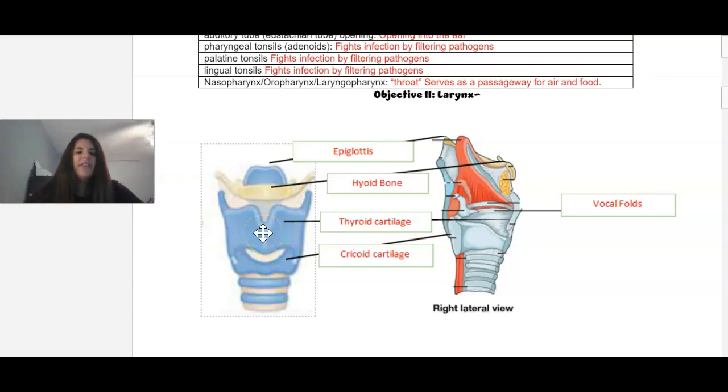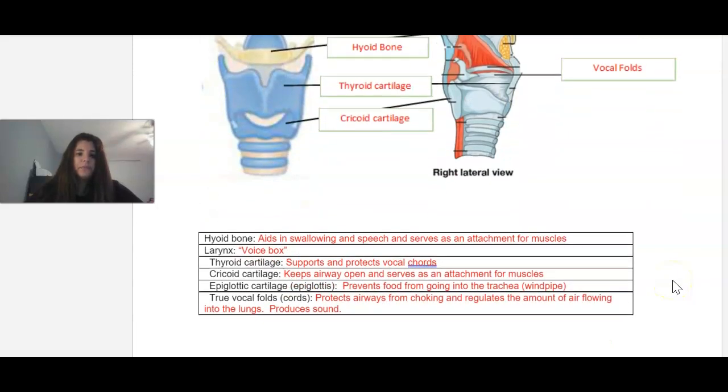You can kind of feel that. This bump right here is what's called your Adam's apple. And then down here is this kind of smiley face piece of cartilage called the cricoid cartilage. And then in between here are these folds called vocal folds, otherwise known as your vocal cords.